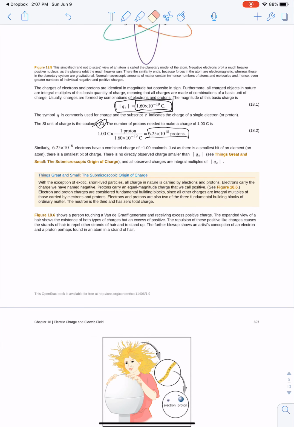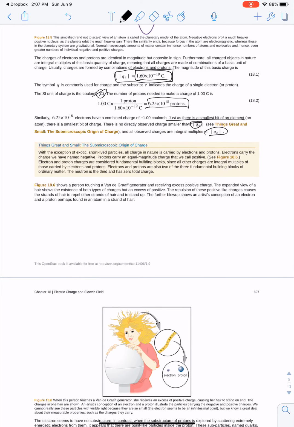This says here, just as there is the smallest bit of an element, which is called the atom, there is the smallest bit of charge. There is no directly observed charge smaller than the charge on an electron, okay? And all observed charges are integral multiples of the electron, okay? And we'll get into a little bit here how the proton works ultimately.